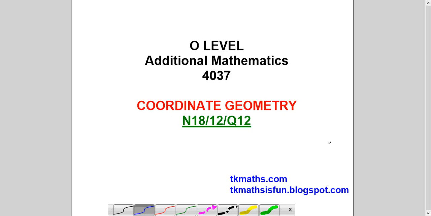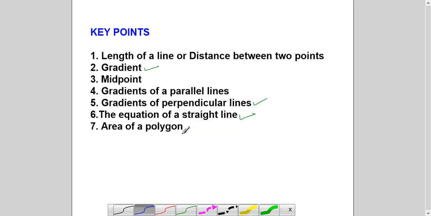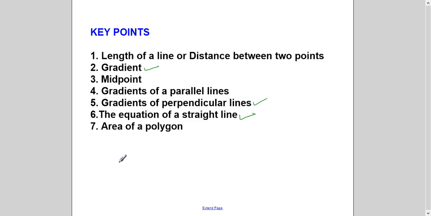So let's begin. You need to recall here that in coordinate geometry, these are the basic concepts you must know. Length of a line or distance between 2 points, gradient, midpoint, gradients of parallel lines, what is the relation between perpendicular lines, what is the equation of a straight line, and area of a polygon, how to calculate. So these are the concepts you must have knowledge of when you are solving coordinate geometry questions. You can see my video on my blog address to understand this concept if you want to revise.